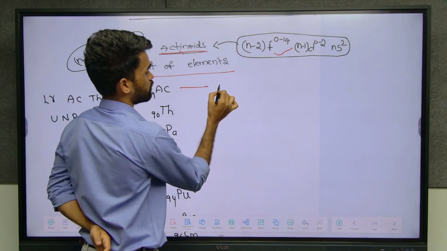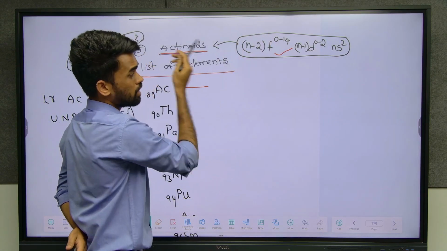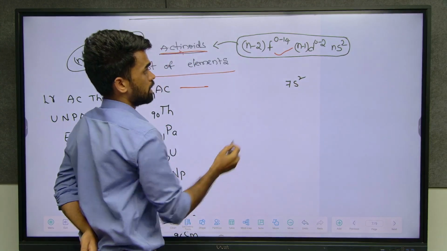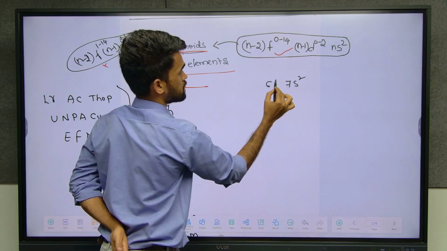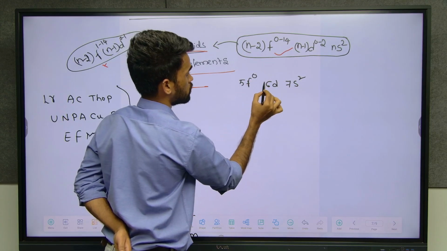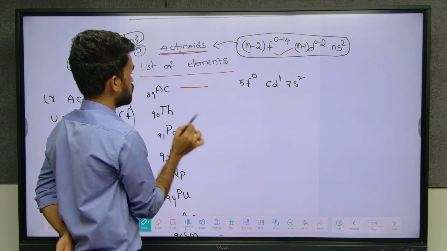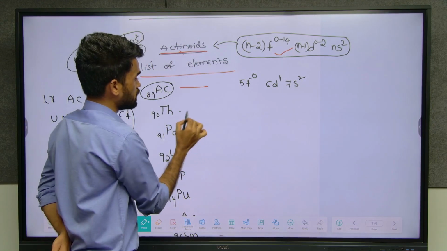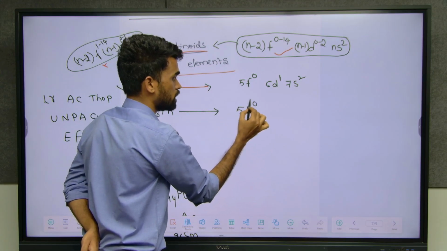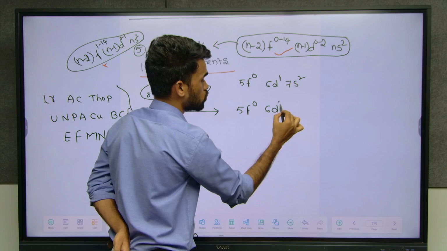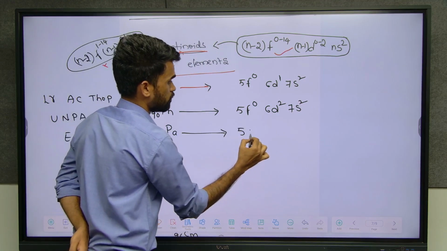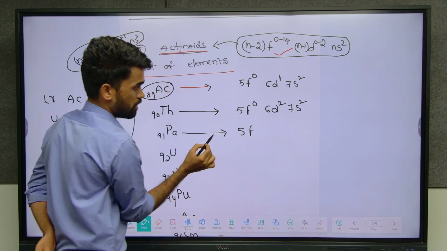Which group is it? Third B, and period 7. Next, here 7 minus 1, 6d; 7 minus 2, 5f. So 5f 0 to 14, 6d 0 to 1, 7s2. For which one? Actinide. So look at this thorium, carefully. This is 5f0 here also, 6d2, 7s2.